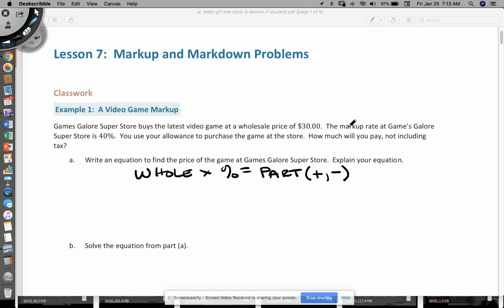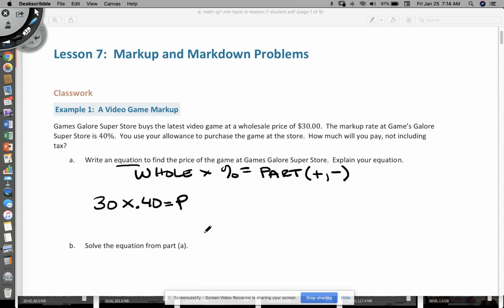Okay, so our wholesale price here is $30. So we're going to say 30, and we're going to times that by 40%. Now 40% as a decimal is 0.40, moving it 2 places to the left. And since they just want the equation right now, we're going to put P here. So that's just the equation.